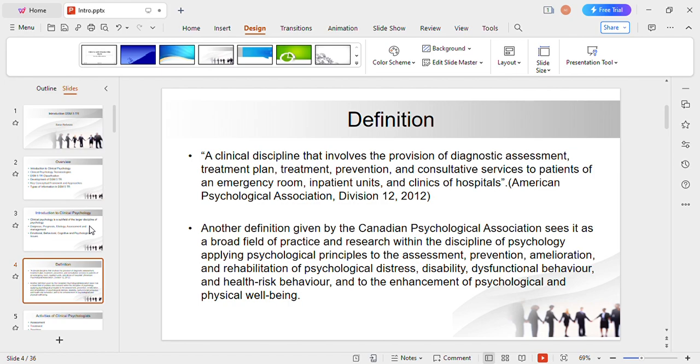So this definition provides the entire role of clinical psychology, how it can serve the patients and the people who are suffering from any kind of mental health issues. But the second definition is a bit more versatile because it has been given by the Canadian Psychological Association, and it primarily focuses on two aspects. The first one is the field of practice of clinical psychology, and the second one is research. According to the Canadian Psychological Association, clinical psychology is all about practice and research.